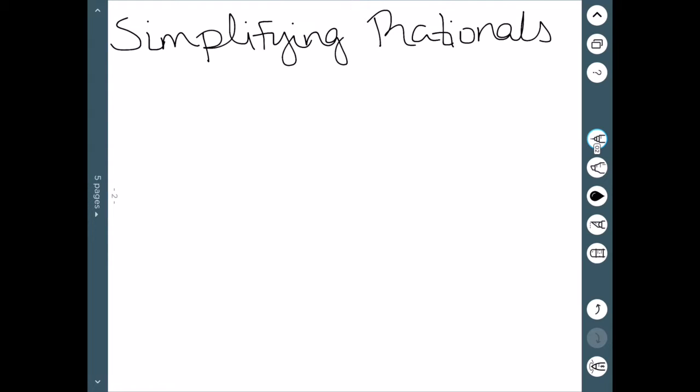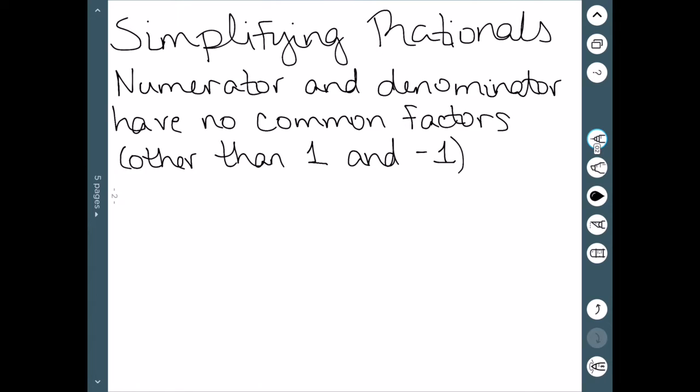We'll now look at simplifying rationals. What we mean by this is our numerator and denominator can't have any common factors other than 1 and -1. So when we want to simplify a rational expression, we look at the fraction and cancel anything that appears on the top and the bottom. If our fraction looks something like AC over BC, we see that there's a C on the top and the bottom, so this is the same thing as A over B.